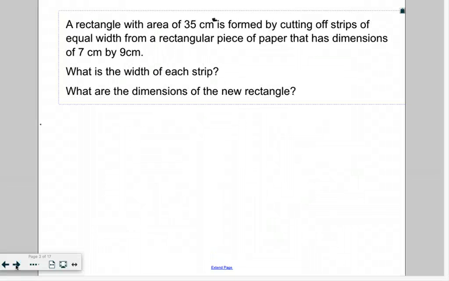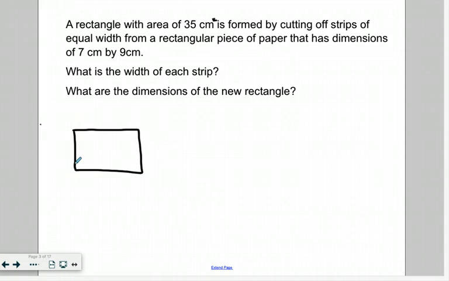Right. So here, a third example for you. So a rectangle with area of 35 centimeters squared is formed by cutting off strips of equal width from a rectangular piece of paper that has dimensions of 7 centimeters by 9 centimeters. What is the width of each strip, and what are the dimensions of the new rectangle? All right, so again, let's start by perhaps drawing a picture here. Right? So what we have is a rectangle that has an area of 35 centimeters squared.